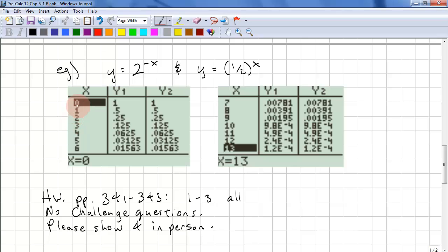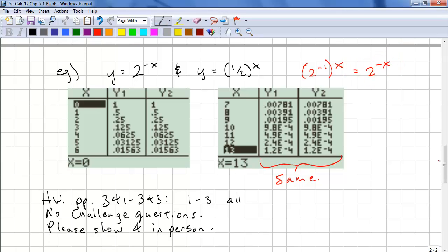A half to the power of 0 is 1. A half to the power of 1 is a half. A half to the power of 2 is a quarter. A half to the power of 3 is 1/8. So these are the same. And if we look at this, we have basically 2 to the power of negative 1, to the power of x, which equals 2 to the power of negative x. So if you're comfortable with this explanation so far, you can stop and do your homework. If you still need more explanations, let's continue.